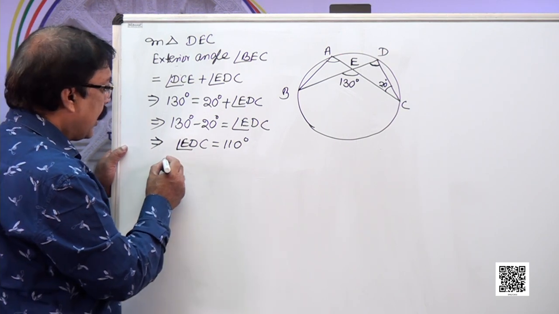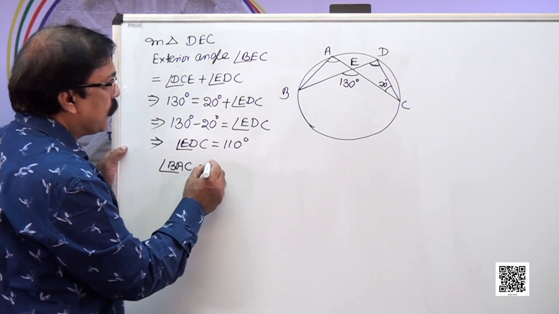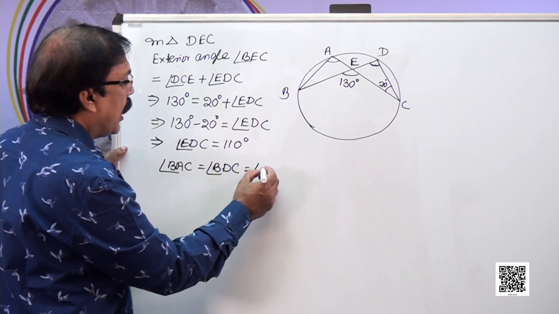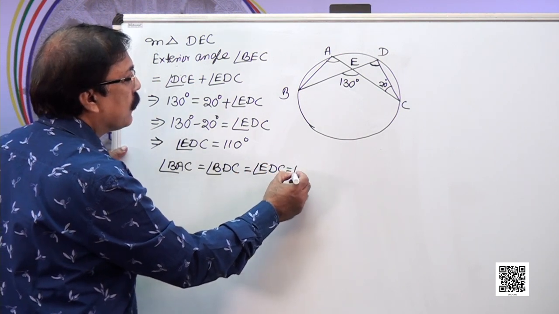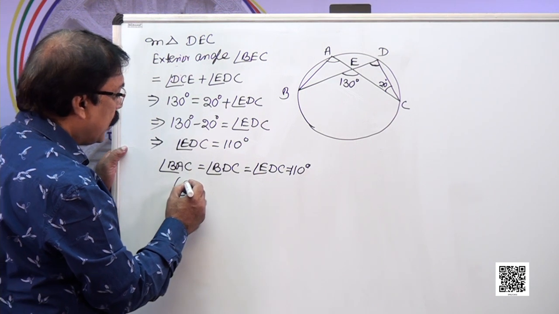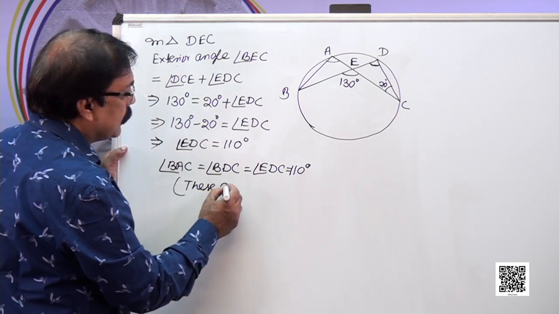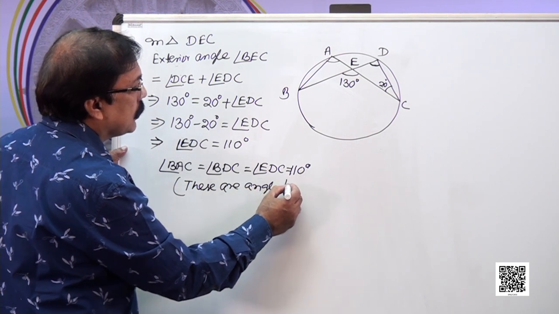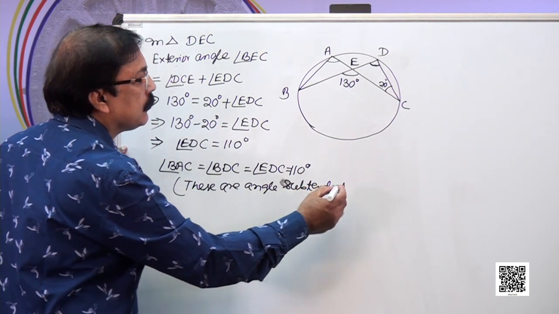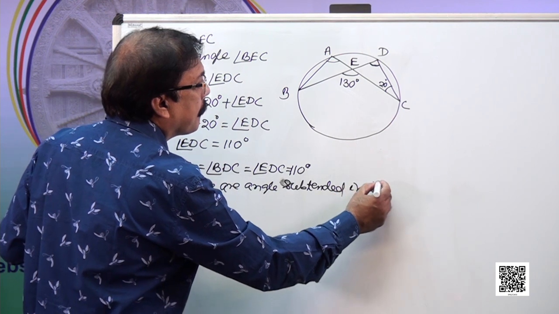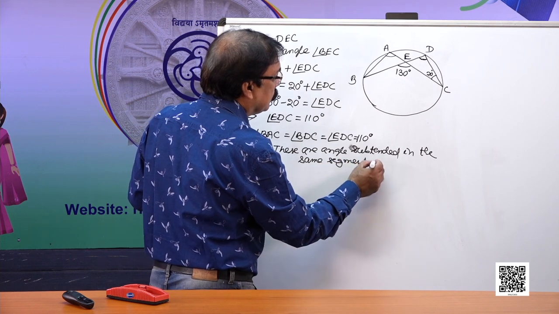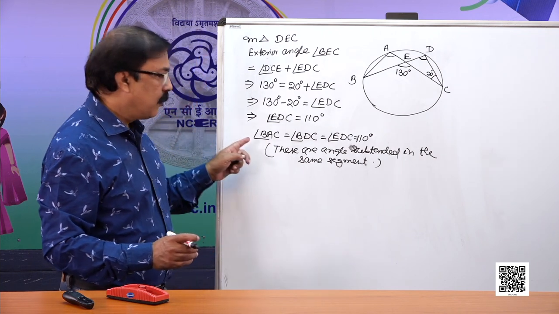Now we know that angle BAC is equal to angle BDC. And what is BDC? BDC is the same as angle EDC. This is equal to 110 degree. This is why? Because these are angles subtended in the same segment. Thus, we get the value of angle BAC.